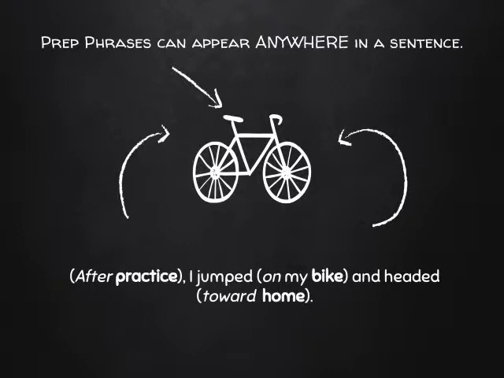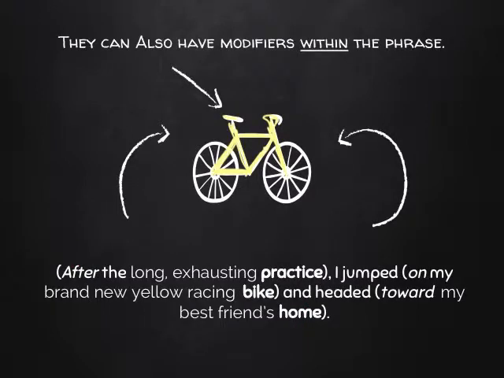Another thing to know about prepositional phrases is that they can appear anywhere in a sentence. After practice, I jumped on my bike and headed toward home. We have 3 prepositional phrases in that sentence, beginning, middle, and end. No problem. They can also have modifiers within the phrase itself.